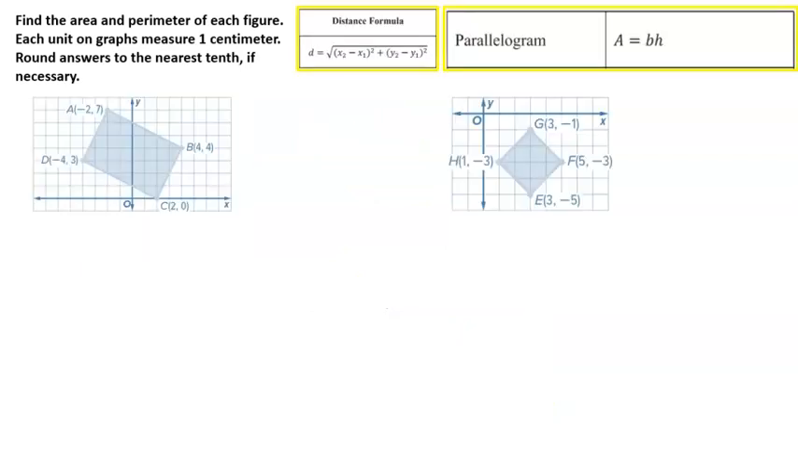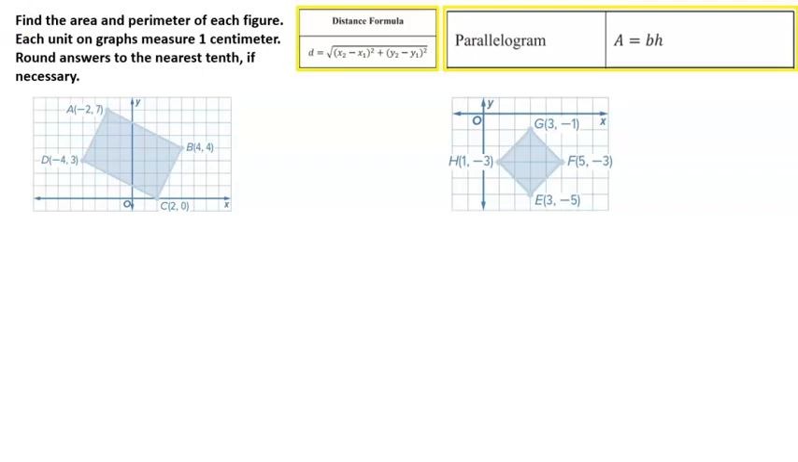Now let's go ahead and switch gears a little bit, and we're going to do some parallelograms. So we've got a rectangle on the left, and then we've got a square here on the right. And they do give you that the area is base times height. And so let's go ahead and do Pythagorean theorem with the one on the left, and then we'll do a little bit of the distance formula with the one on the right. So let's go ahead and start with this one.